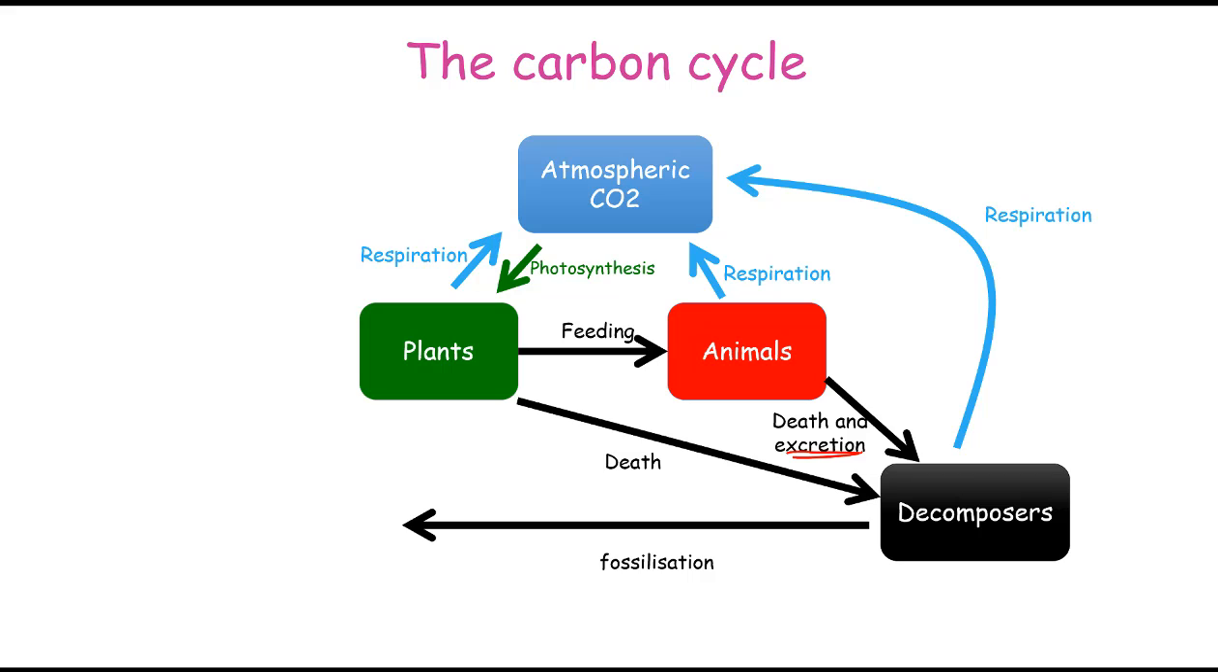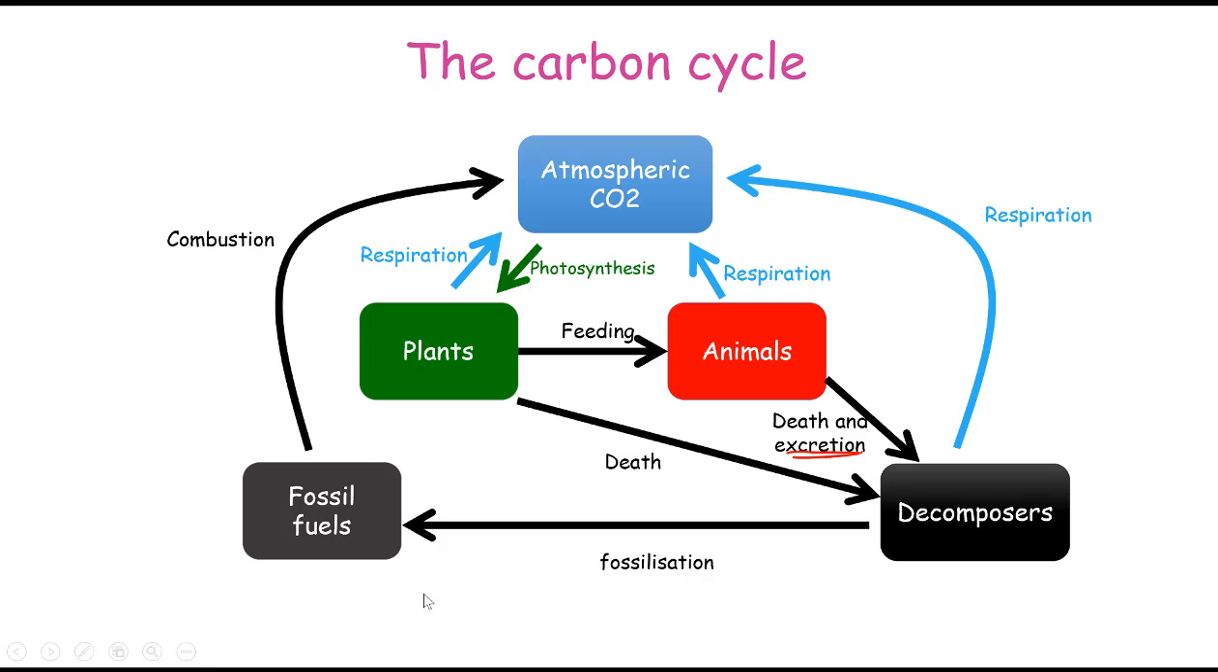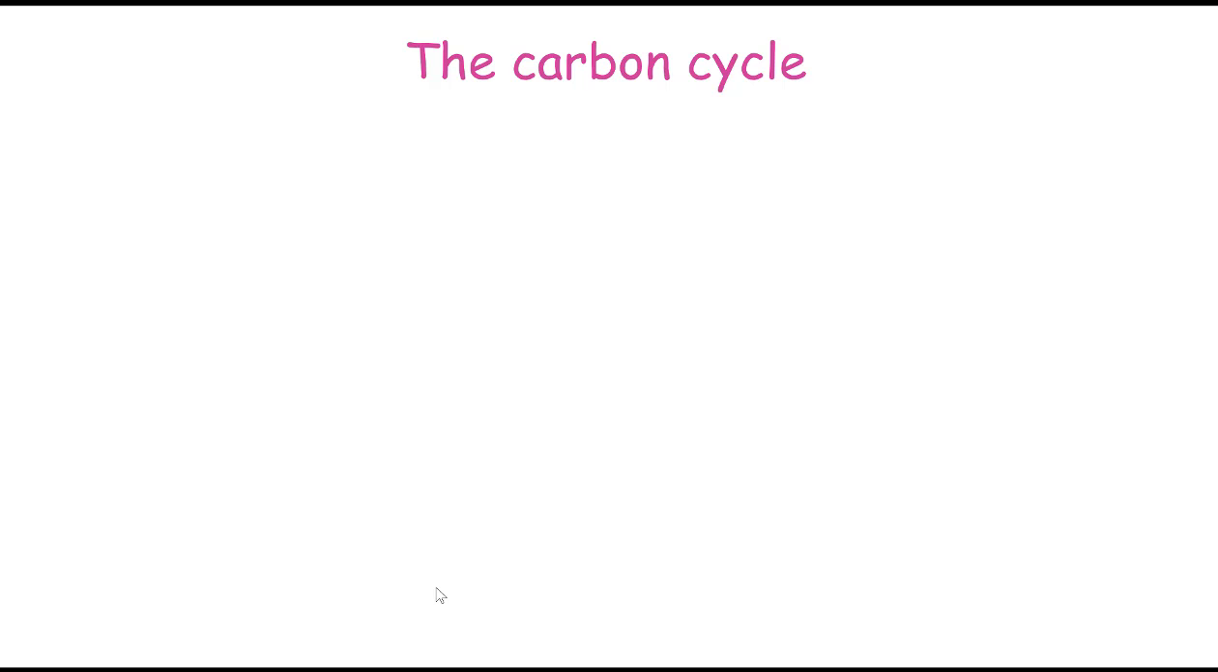Sometimes though, if there's not enough oxygen available, fossilization takes place, and that's how fossil fuels were produced. So the three main types are coal, oil, and gas. Now you can then take those fossil fuels and you can burn them in a process known as combustion, and that releases energy and carbon dioxide. Now that's a lot to take in one go. So let's have a look at how you would go about actually drawing this out.